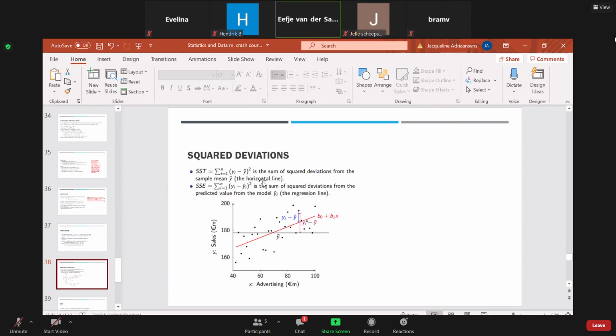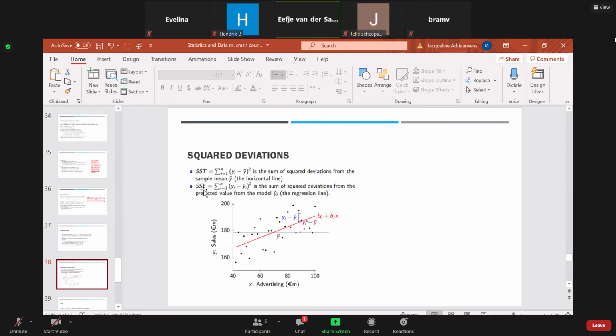which is the squared deviations from the sample mean y stripe. So that is this purple-ish line. And you see, that's quite a deviation, right? Because this black line is the sample mean, and yeah, that's quite a deviation. Some points are closer, but those are really far away.